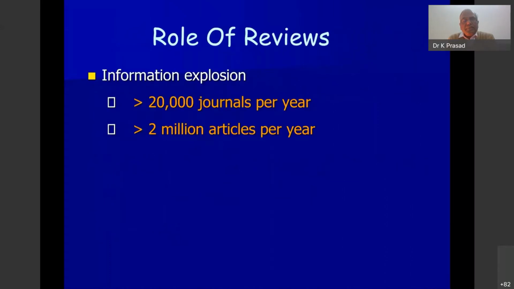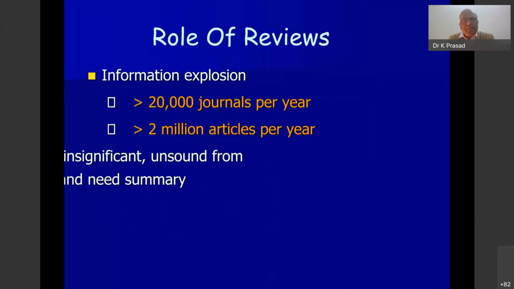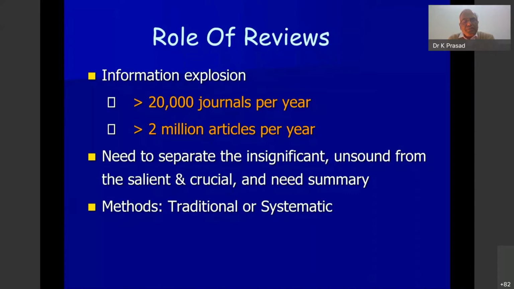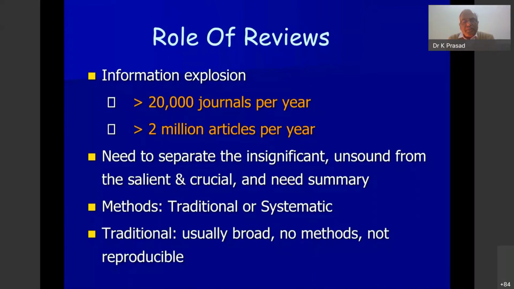As you know, there is so much information explosion, so many journals, more than 20,000, so many articles, that there is a need for a reader or a faculty or a student to separate what is unsound and insignificant from what is crucial and salient, and therefore you need summary. All of us look forward to summary whenever we begin with some research question, and therefore two useful methods. There are many methods, but two commonly used methods are one called traditional or narrative review and another called systematic review.